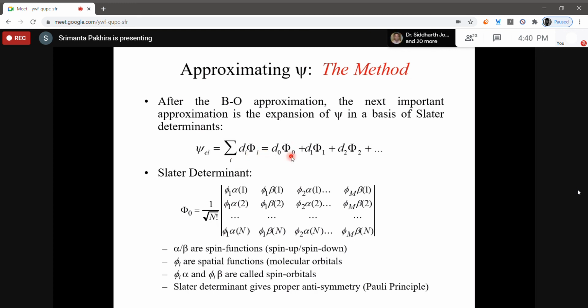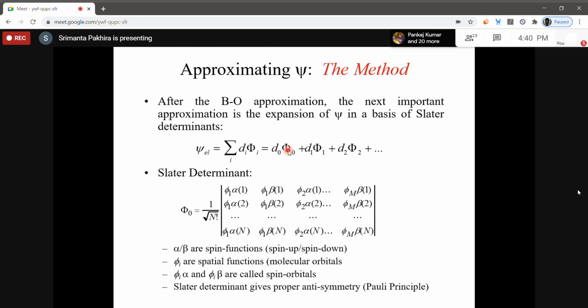One is called the spatial function, meaning this phi is a function that depends only on the spatial part, the x, y, z spatial coordinates: Cartesian coordinates, spherical coordinates, like that. Then the fourth quantum number will come, which is called the spin quantum number, which will also be associated with some function, let's say alpha or beta.